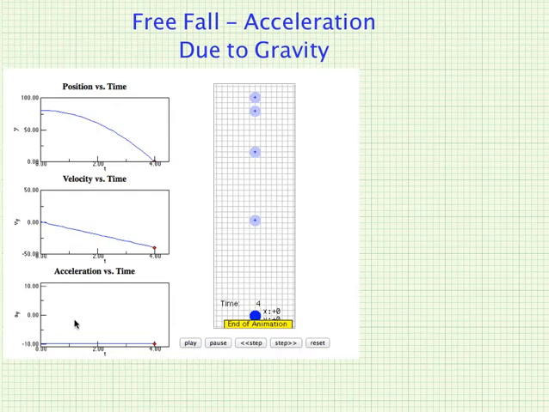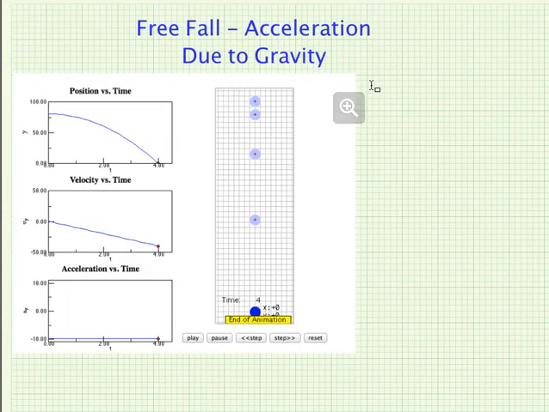So over on the left, you can see we have position time graphs, velocity time graphs, and acceleration time graphs. And you can see that we've got a negative slope, and that's because gravity acts down, which is going to be considered a negative acceleration. All right, so let's do a couple calculations.